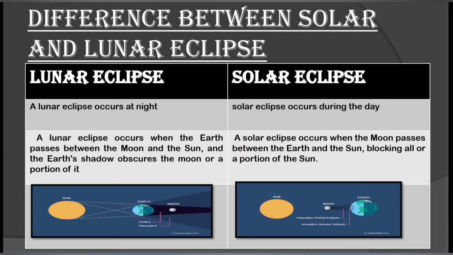Solar eclipse. In solar eclipse, it will be occurring during the day. A solar eclipse occurs when the moon passes between the earth and sun, blocking all or a portion of the sun. So it will be possible if the part of that moon will be able to cover up the whole part of the sun or a portion of it. Means you will half see the sun or not be able to see the sun. That's what the thing is about.